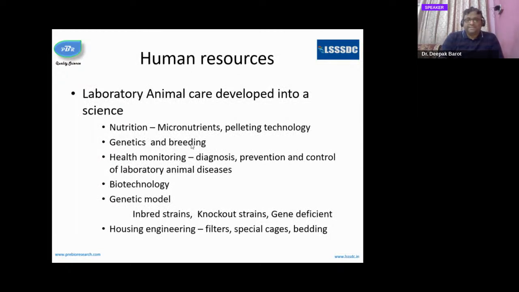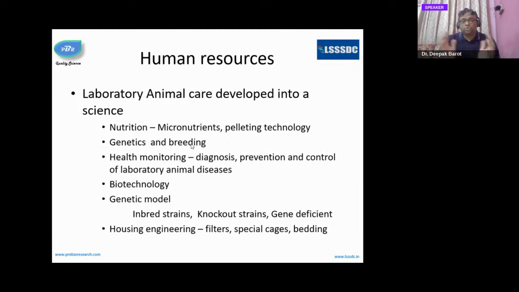Laboratory animal care has developed into a science now, with fields like nutrition. Suppose you are a pharmacy or biotechnology student and your interest is in genetics; you can get into genetics and breeding of animals in the animal facility. If you are from microbiology, you can be part of health monitoring, where you take samples, do microbial assays, or run PCR or other diagnostic assays. Biotechnology gives inputs when you want to do some genetic intervention or mutation in animals. Your knowledge can be used, and you will also understand the importance of different genetic models, like inbred, knockout, and gene-deficient strains. It's science. In the animal house, many scientists work to come up with new research models, right?